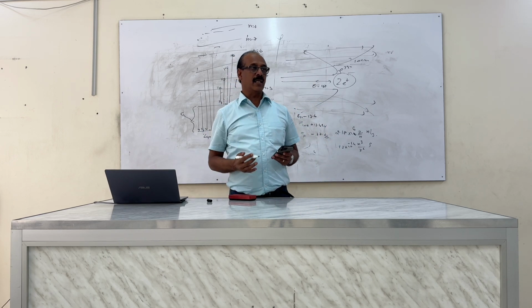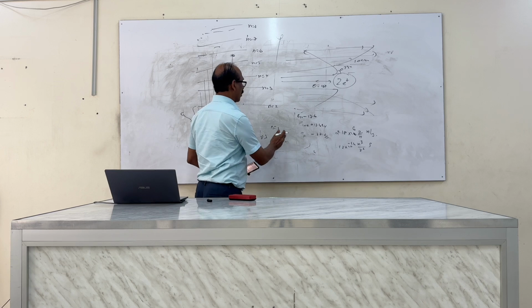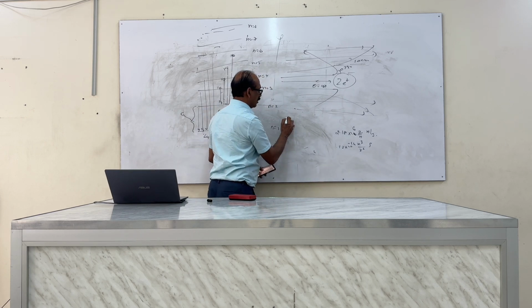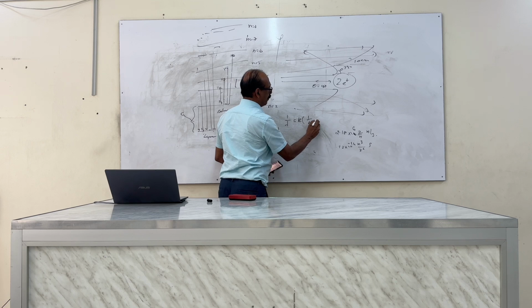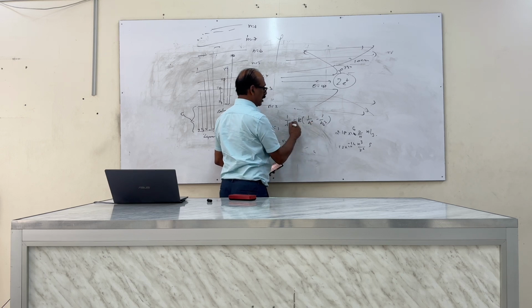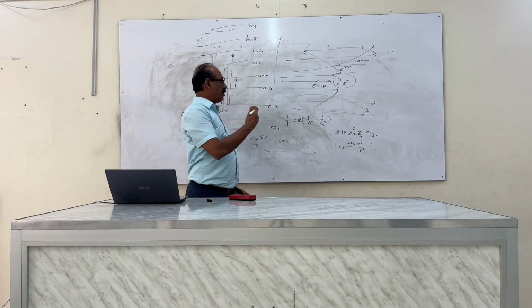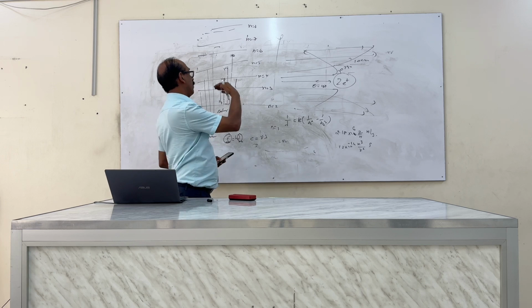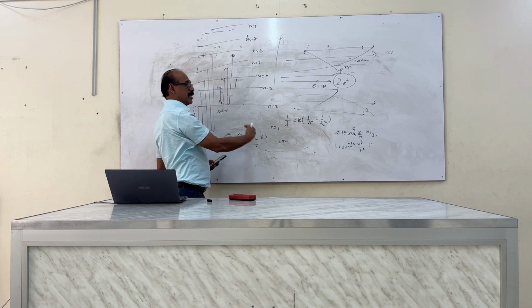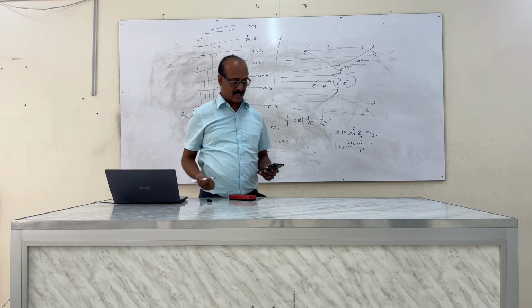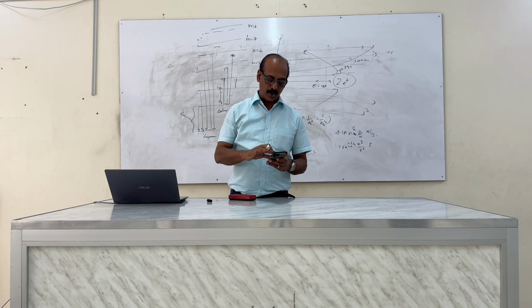Then, using the Rydberg constant, the final formula: the wave number 1 by lambda is equal to R into 1 by n1 squared minus 1 by n2 squared. So using this, determine the wavelength of, for example, 4 to 3, or the Paschen series first line, or the Lyman series second line. Like that, they can ask. So that's all an important area to learn.